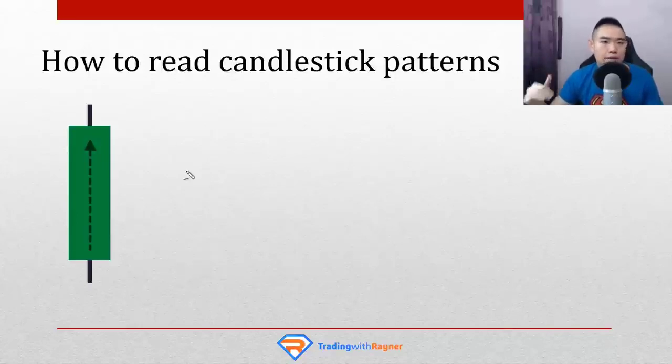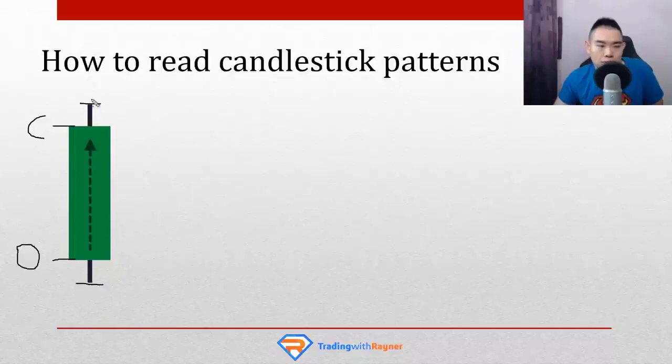For a green candle, it simply means that the price has closed above the opening price. In this case, you can see the green candle. This over here will be the opening price. This over here will be the closing price. What about these 2 black lines over here and here? Very simple. The one at the top is the highest price of the candle, and this over here is the lowest price of the candle.